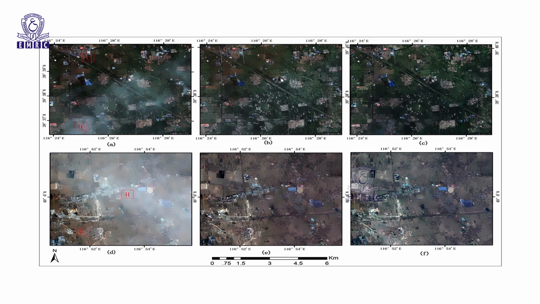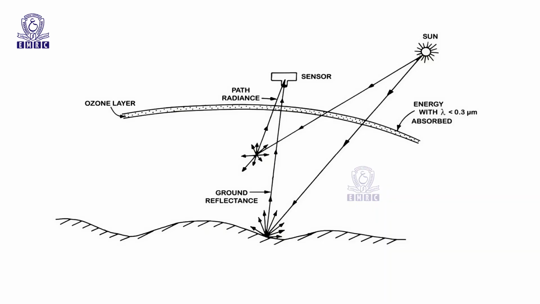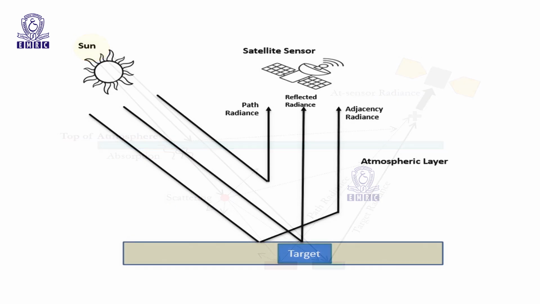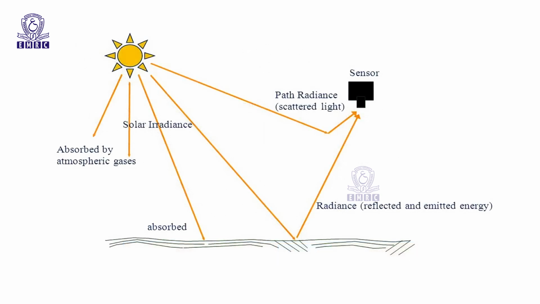It also creates the adjacency effect, in which the signal recorded in a pixel partly incorporates the scattered signal from the neighboring pixel. It is required to introduce an important term, that is the path radiance. The radiation that has been scattered in the Earth's atmosphere and has reached the sensor without contacting the Earth's surface is known as the path radiance. It is essential to remove the path radiance from remote sensing images before any image analysis, particularly for multi-date images.